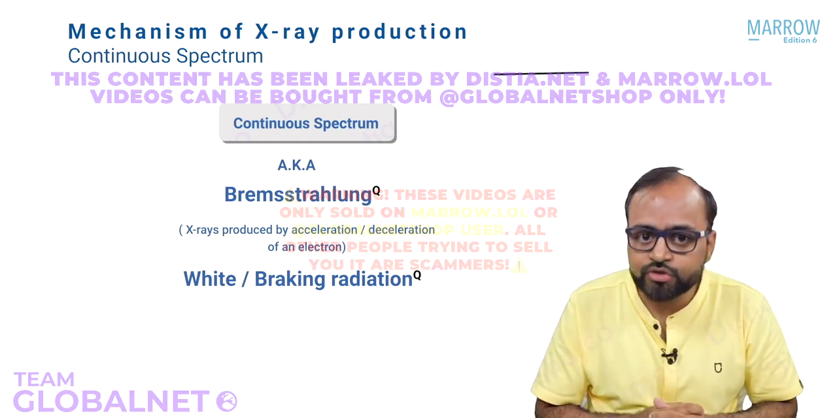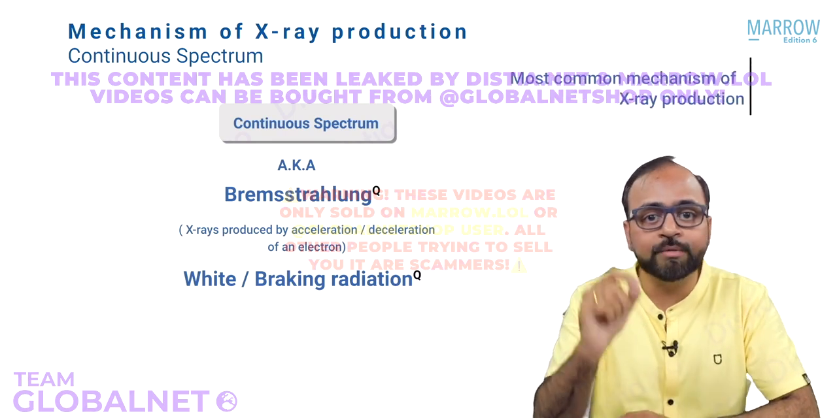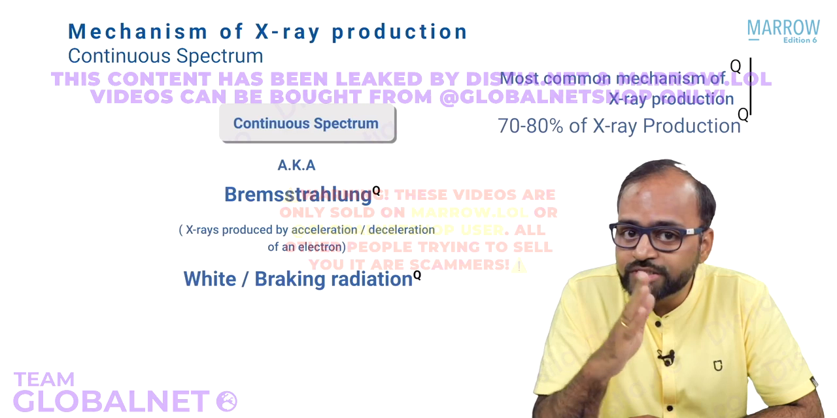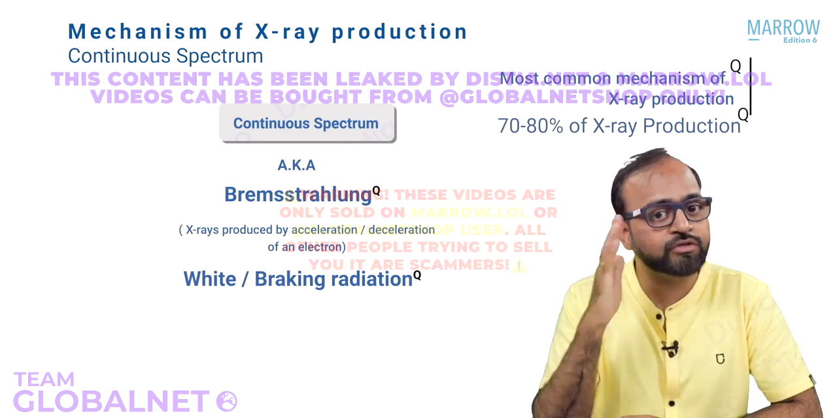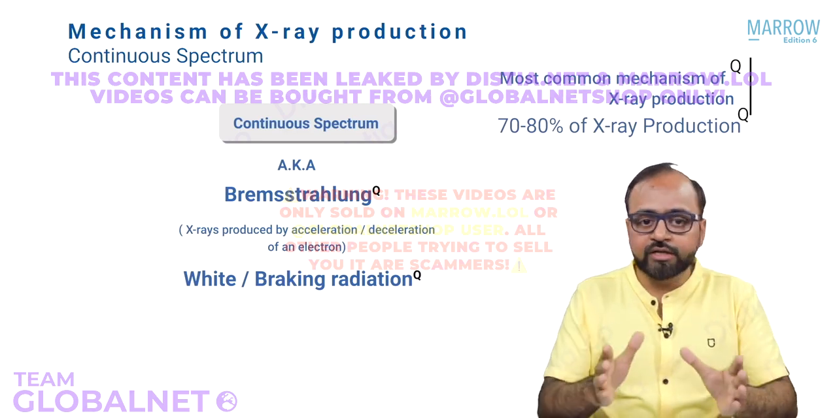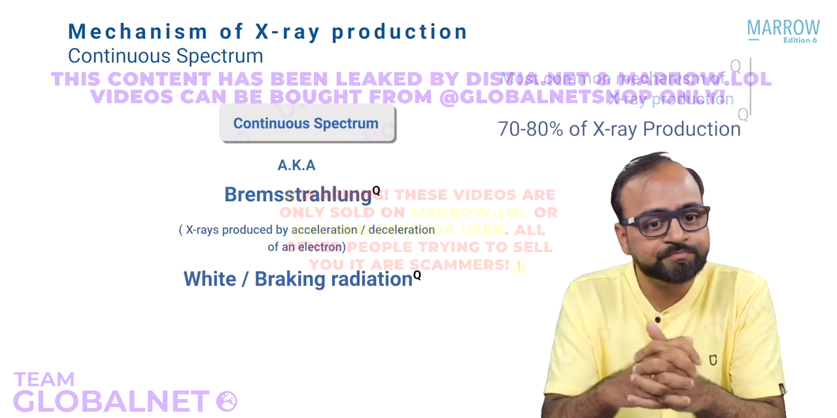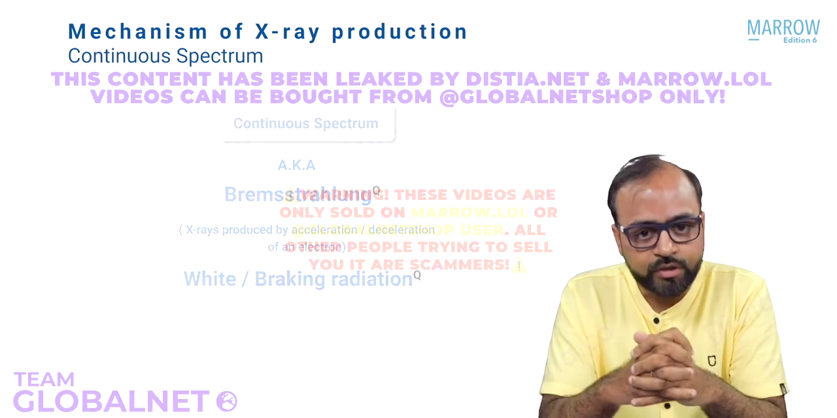Remember, this continuous spectrum is the most common mechanism of production of X-rays. It contributes to how much? Almost 70 to 80% of the production of X-rays. So whatever X-rays we use in our clinical practice, they are produced predominantly from this continuous spectrum. Now let us see how it works.